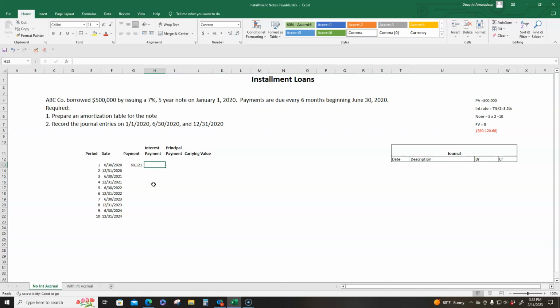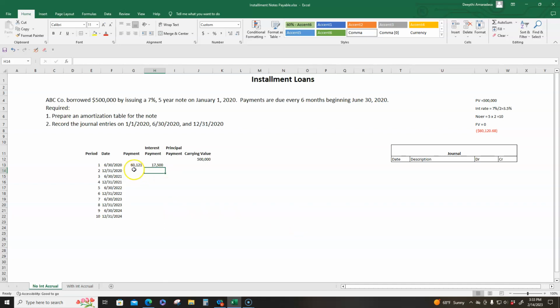Carrying value is the amount of the loan, the remaining amount of the loan. This is the first payment. So how much is the amount of our loan? Well, on June 30th, before we have made any payments, we still have a $500,000 loan. So I'm going to put that carrying value on this top line here. So I can use a formula, 500,000. And that's going to be the number that we're going to use to calculate the amount of interest for the first payment. I'm going to take 500,000. Then you're going to multiply that by the interest rate of 3.5%. And that will give you interest of $17,500.